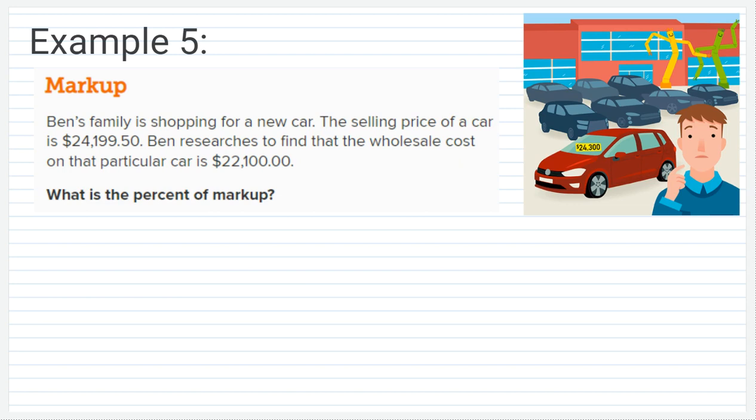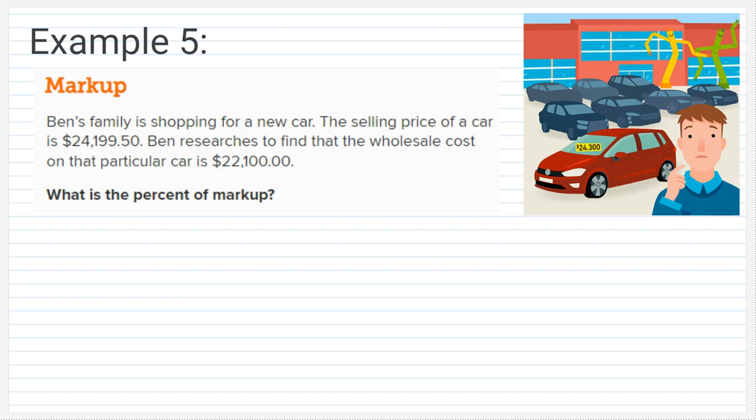The selling price of a car is $24,199.50. Ben researches to find that the wholesale cost on that particular car is $22,100. What is the percent of markup? So going back to percent change, in a previous video when we talked about it, we talked about a proportion that we can use to find that percent change, percent increase, percent decrease, whatever it might be. That is going to be very similar in this case.